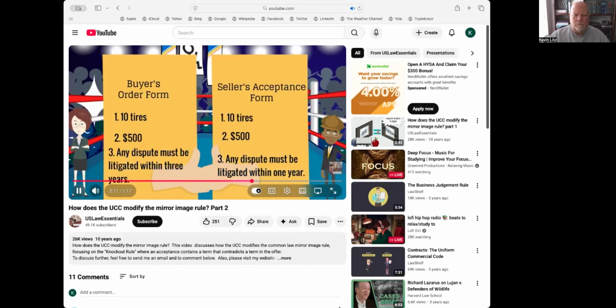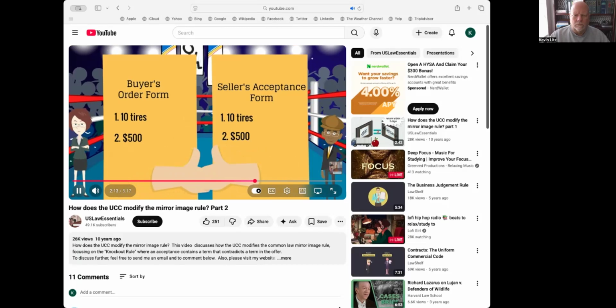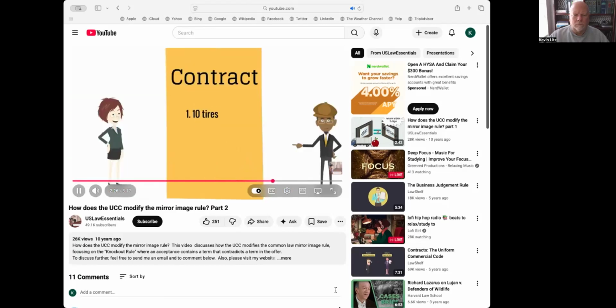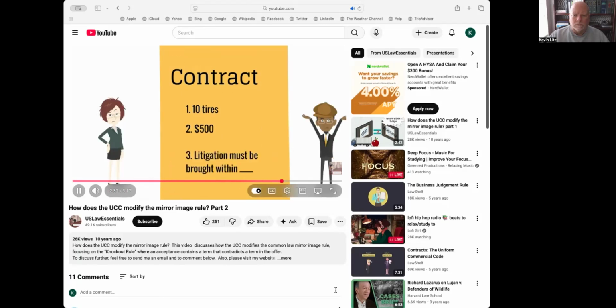Under the knockout rule, the contradictory terms are going to knock each other out. They're going to be taken out of the contract. We have 10 tires for $500, but the contradictory terms should be eliminated under the knockout rule. Now our contract has the terms that the parties agreed on, 10 tires for $500. So far, so good. But how long do parties have to commence a lawsuit? Remember, the court just knocked those contradictory terms out of the contract.